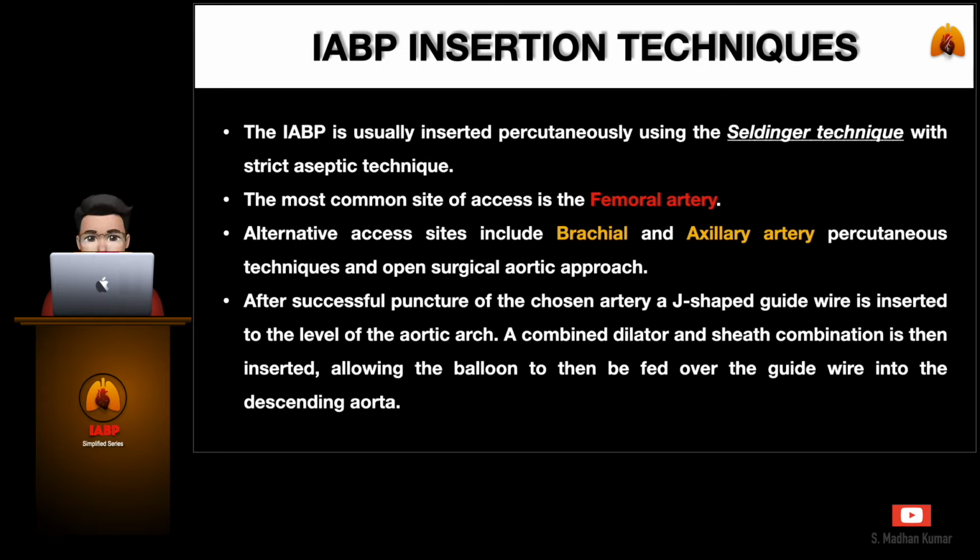After successful puncture of the chosen artery, a J-tipped guide wire is inserted to the level of the aortic arch. A combined dilator and sheath combination is then inserted, allowing the balloon to be fed over the guide wire into the descending aorta.